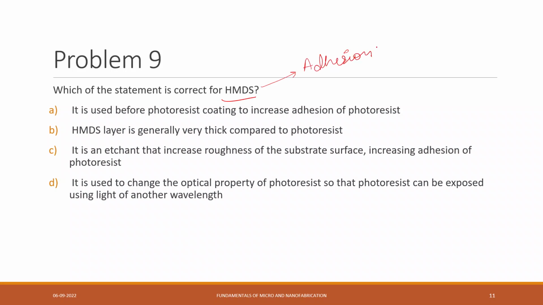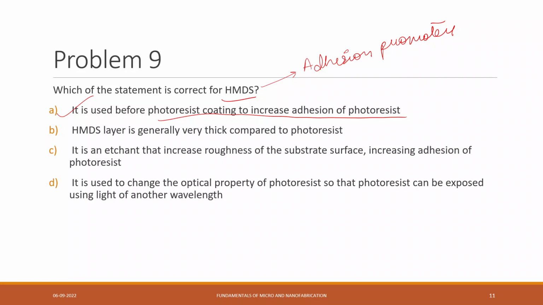Okay, so as we discussed in one of the questions, HMDS is an adhesion promoter. It helps photoresist to establish hydrophobic interactions. So the first option, that HMDS is used before photoresist coating to increase adhesion of the photoresist, is the correct one. The other option is that the HMDS layer is generally very thick compared to photoresist. It is not true, because it forms a monolayer, a very thin layer of one or a few atomic layers, present over the silicon substrate.